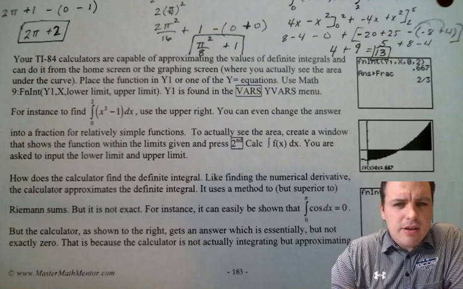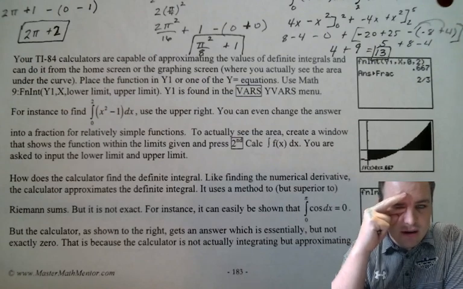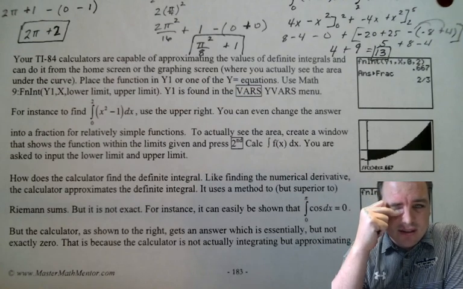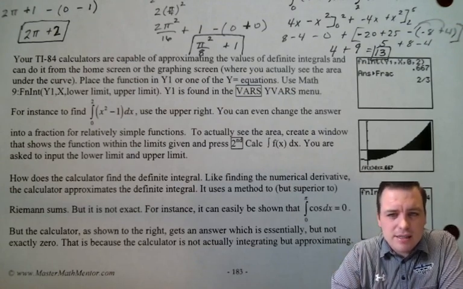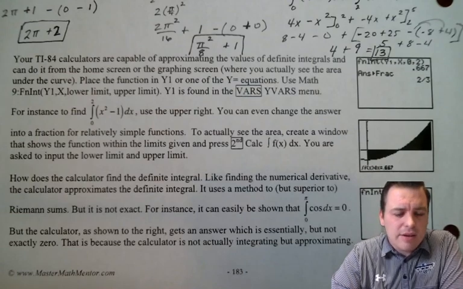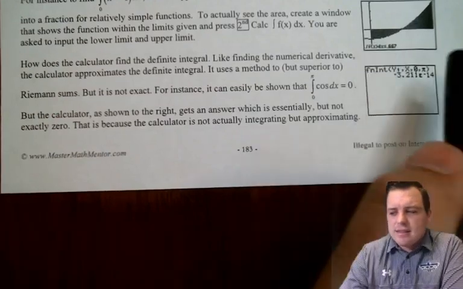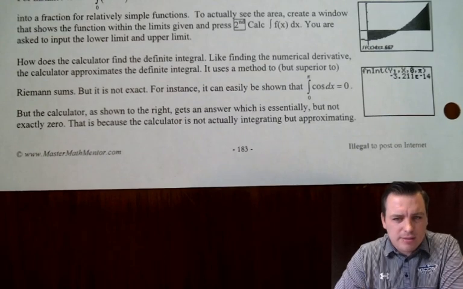And then how does the calculator find the definite integral? Like finding a numerical derivative, the calculator approximates the definite integral. It uses a method similar to, but superior to, Riemann sums, but it is not exact. For instance, it can easily be shown that the integral from 0 to pi of cosine dx is equal to 0. But the calculator shown to the right gets an answer which is essentially, but not exactly, 0. That is because the calculator is not actually integrating, but approximating. Okay?